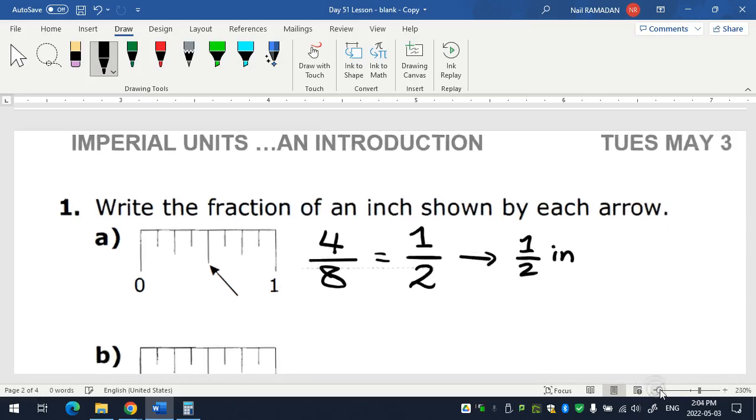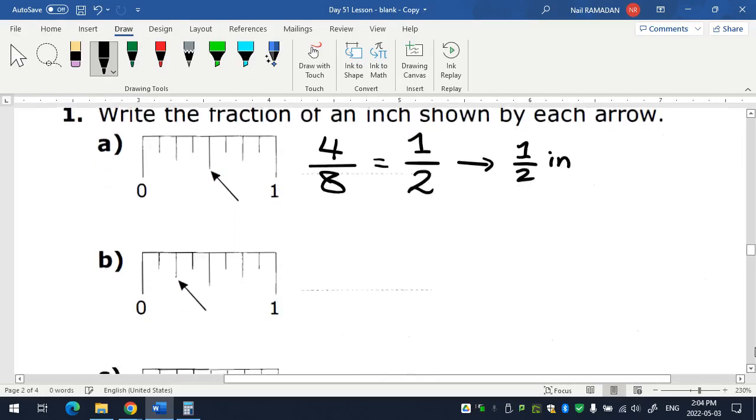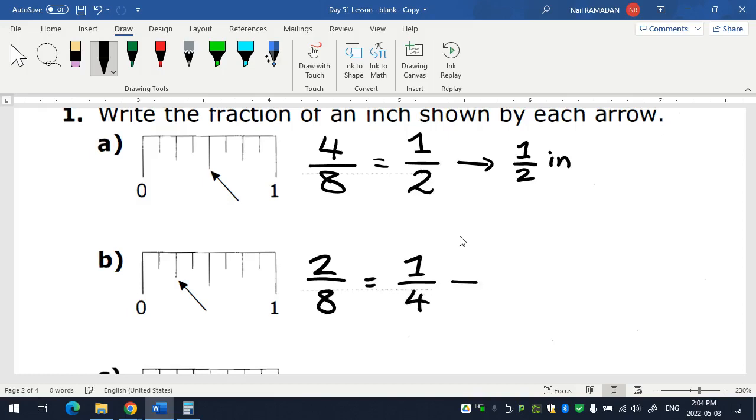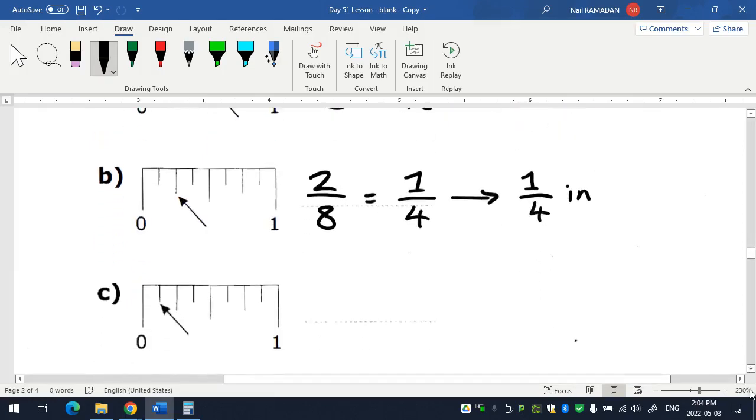Good. Can someone tell me the next one? 2 divisions out of 8. You got it. You always have to simplify, people. It's okay to write 2/8, but we always want to make it 1/4. So this is 1/4, which means this is 1/4 of an inch. Good, good. We're doing well. How about that one? Max, what did you say? This is how many?